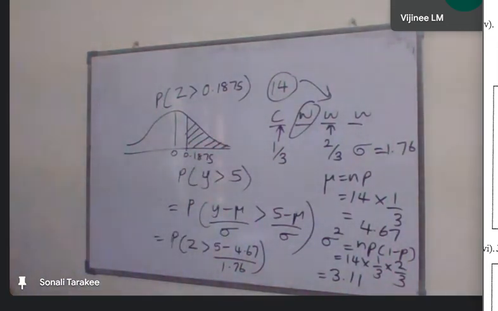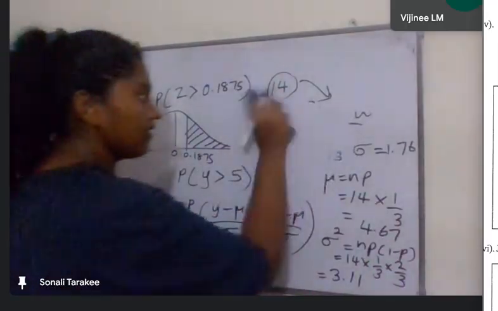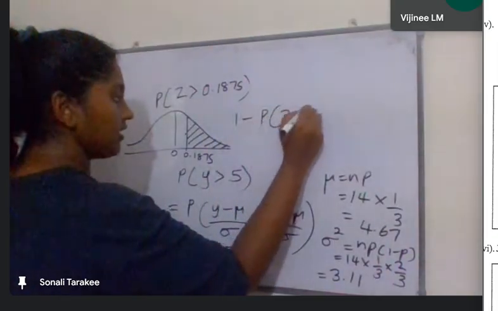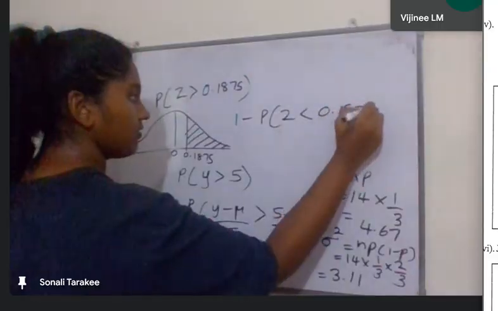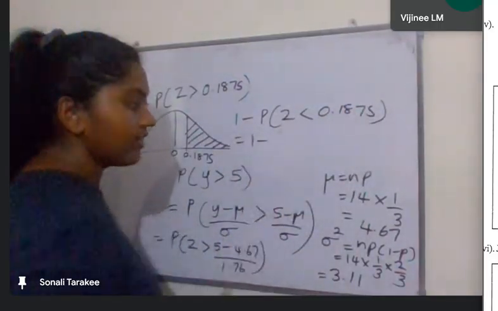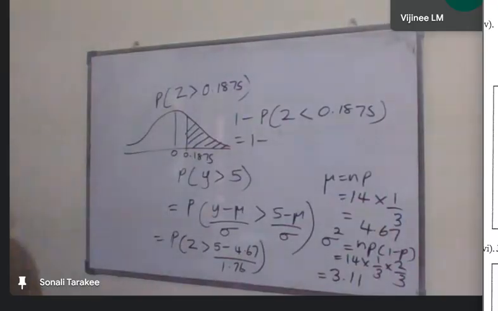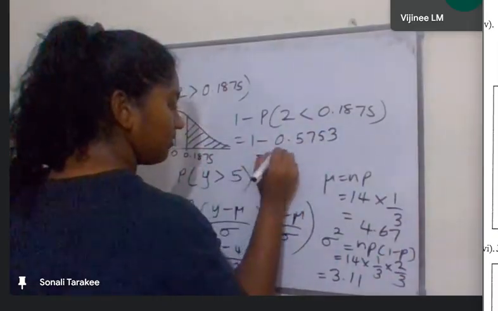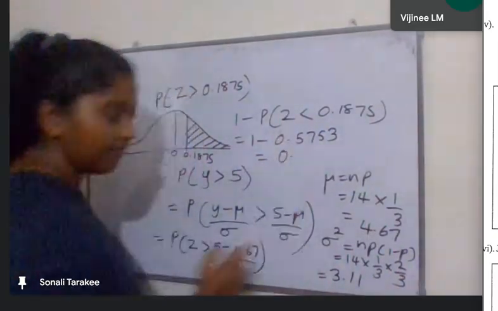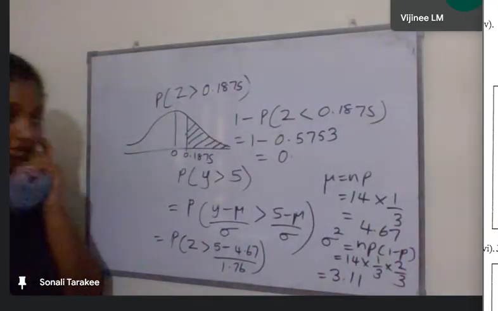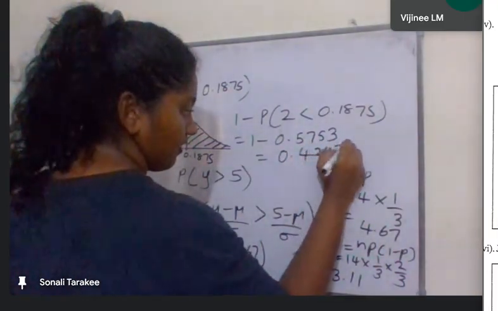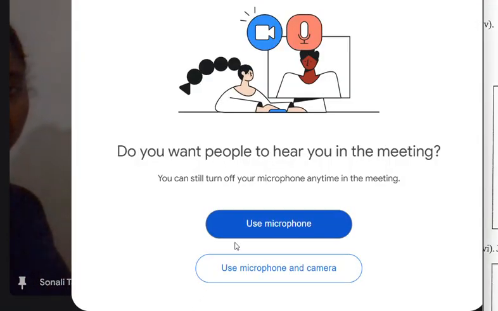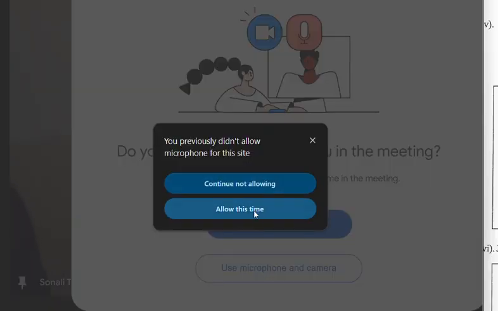To calculate this area, we have to write 1 minus P is Z less than 0.1875, which is 1 minus 0.5753. Ultimately, you get the answer 0.4247.